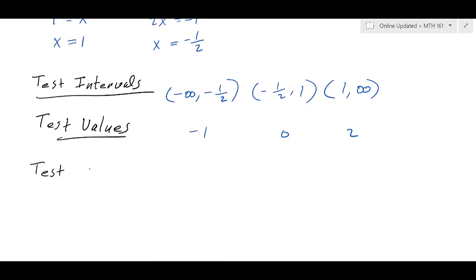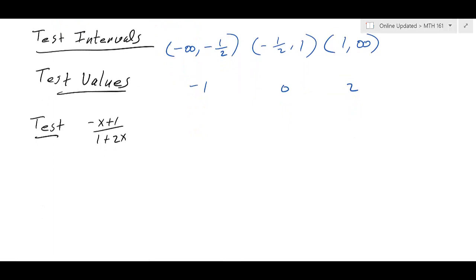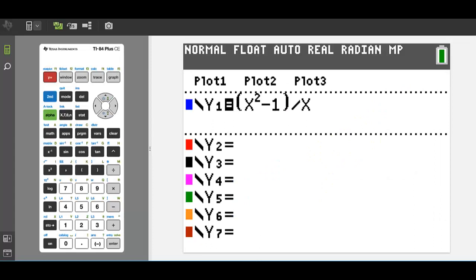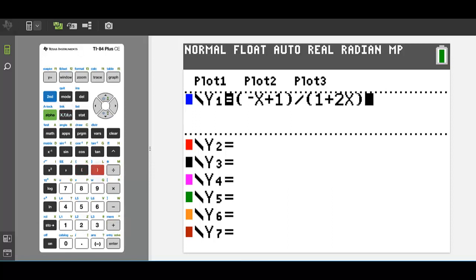What happens if we plug this into negative x plus 1 over 1 plus 2x? So if we test this, what do we get out? Well, once again, I'm going to use the calculator to help us here. So if I go to y equals, we can type in our expression, which was a negative, make sure I use parentheses, negative x plus 1, close the parentheses, divided by parentheses 1 plus 2x, close the parentheses.